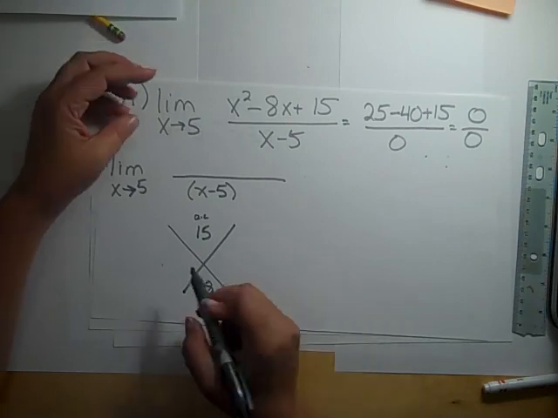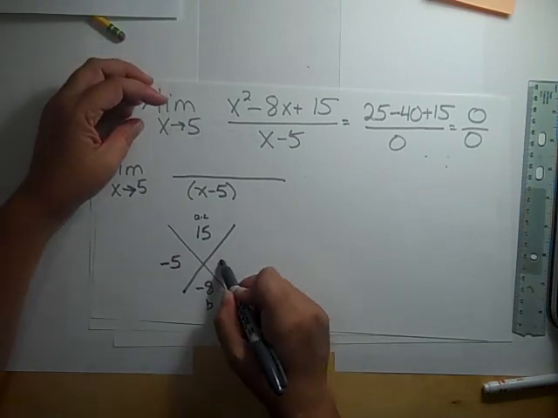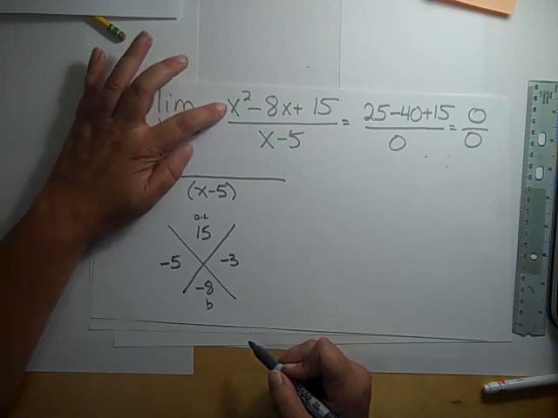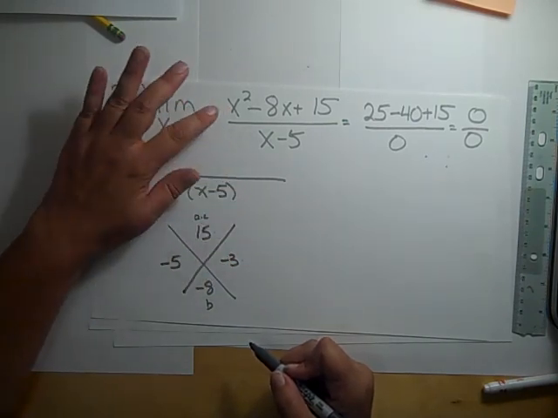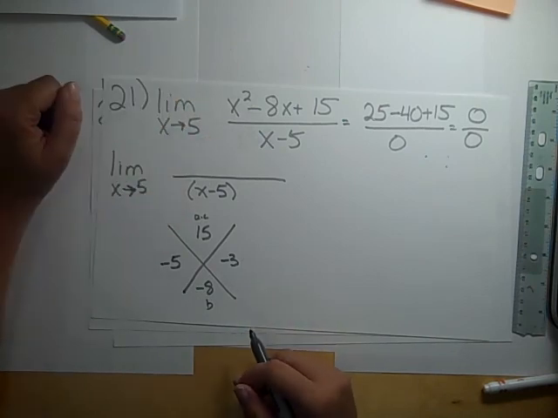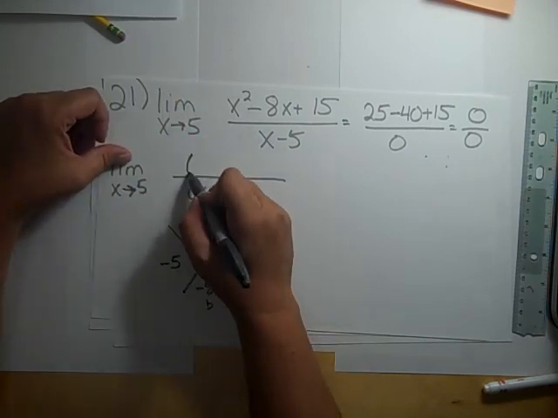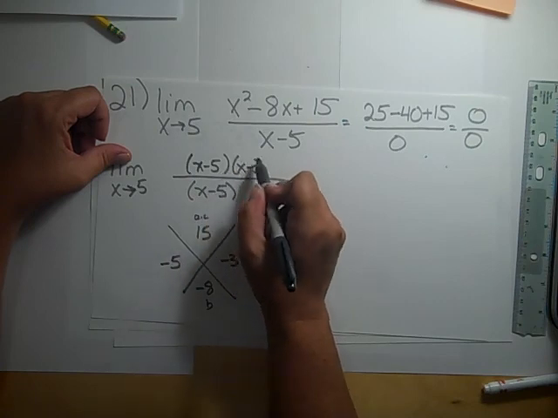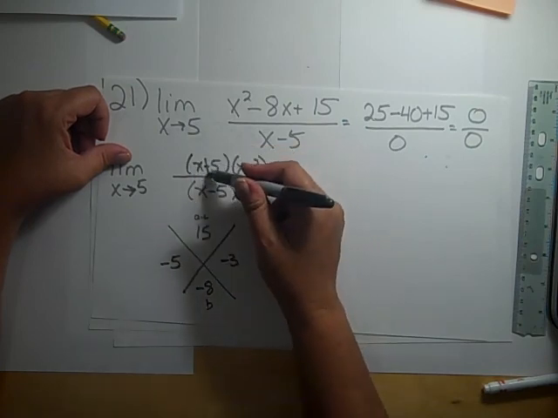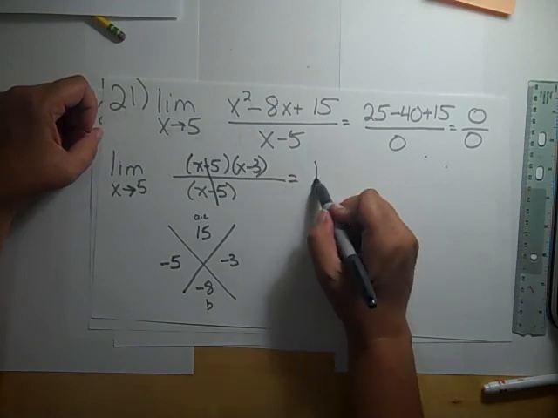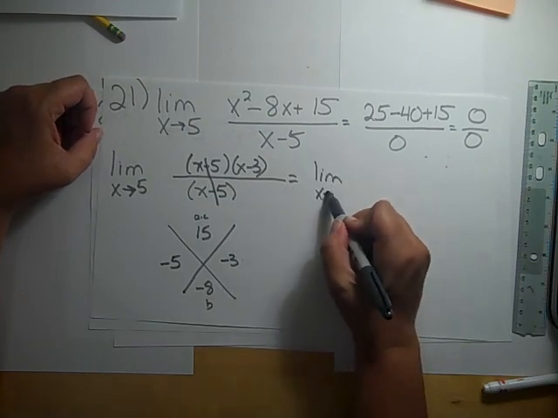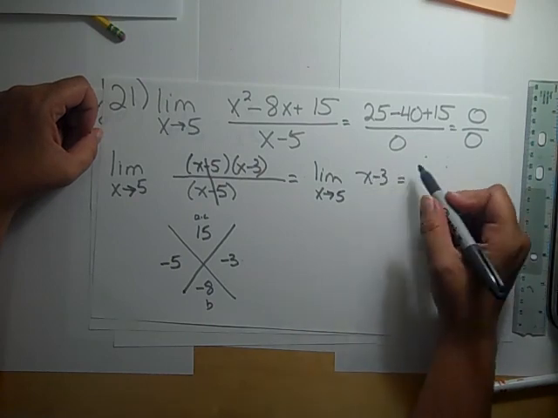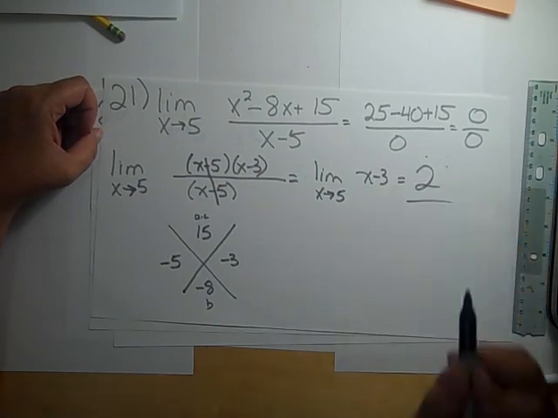So 5 and 3 come to mind. How about negative 5, negative 3? And if your a is 1, this is all you need. I tell the freshmen, if a is 1, do the x and you're done. So we're done. We had x minus 5, x minus 3. We can cancel that. So our new limit is the limit as x approaches 5 of x minus 3, which gives us 5 minus 3, 2.